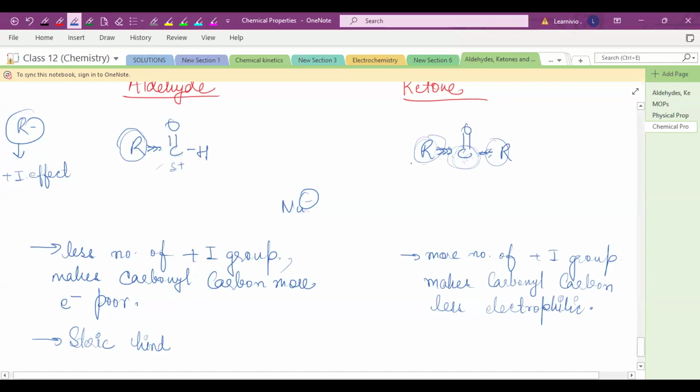Because due to the presence of only one alkyl group, there will be less steric hindrance, right? The steric hindrance will be low due to only one alkyl group. But here you can see two alkyl groups. Due to the two alkyl groups, the steric hindrance is high. So that's why the reactivity is lower. The nucleophilic addition reaction reactivity is lower in ketone as compared to the aldehyde. Now it's clear? Yes, ma'am.